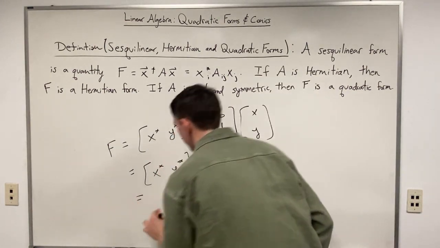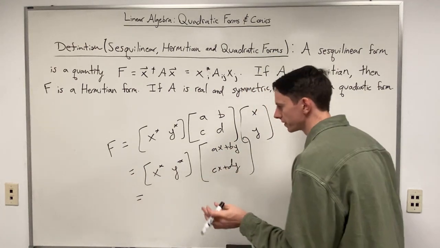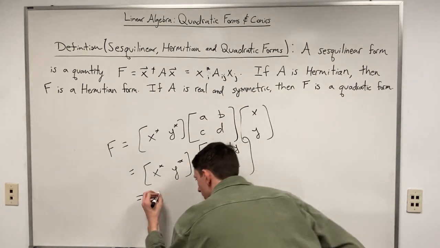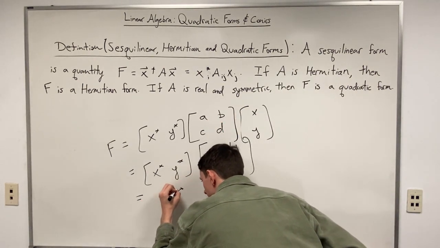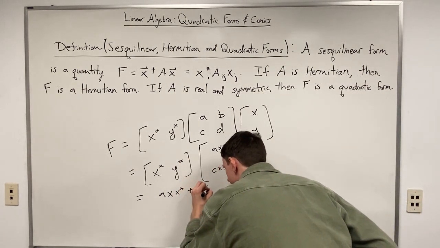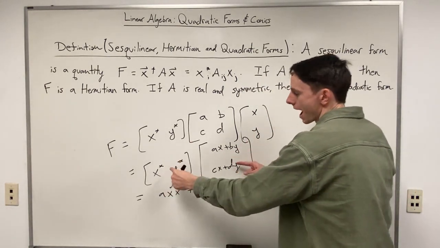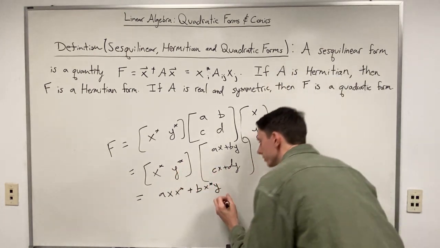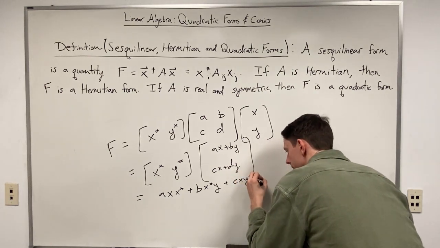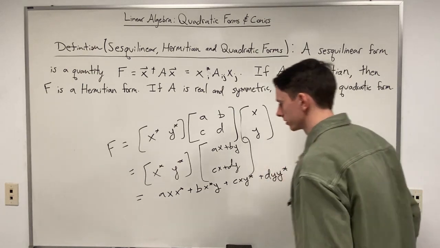And then if we were to just take this row vector times this column vector right here, hopefully I'm not going too fast, it's going to be x star times this quantity. So let's write that out. We're going to have a x x star plus b x star y, and then we're going to add on y star times this quantity. So this is going to be plus c x y star plus d y y star, like this.